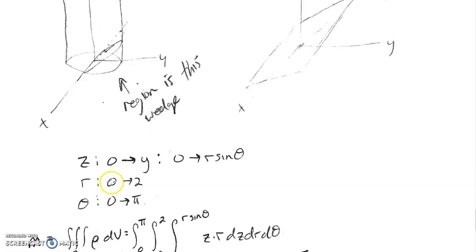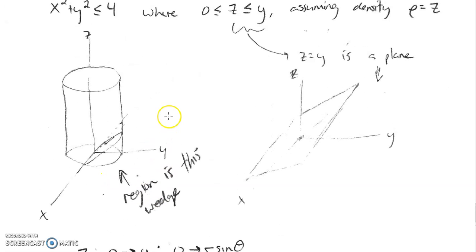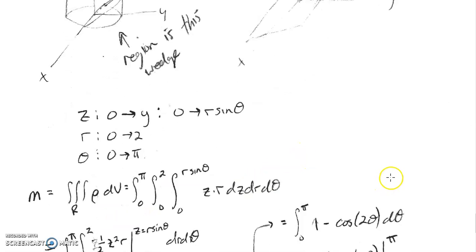Notice within that cylinder, my radius is definitely going from 0 to 2 because of that equation right there. And then starting at the positive x-axis, going around to the positive y and back down, this was the unit circle. So I'm only taking theta from 0 to pi. Now when I scroll down here, my mass is the triple integral over the region of density dV. This is the dV: r dz dr d theta.